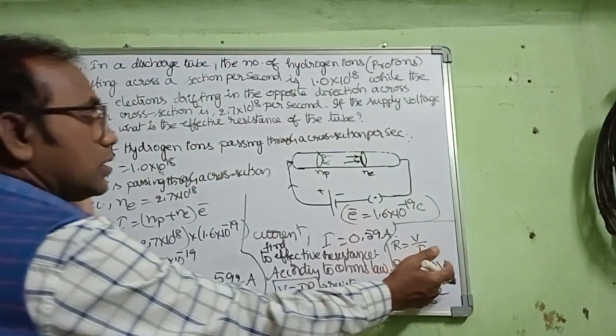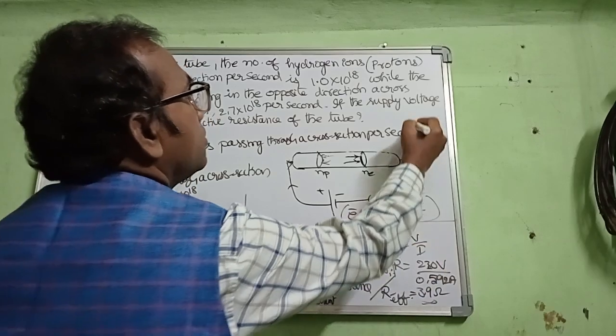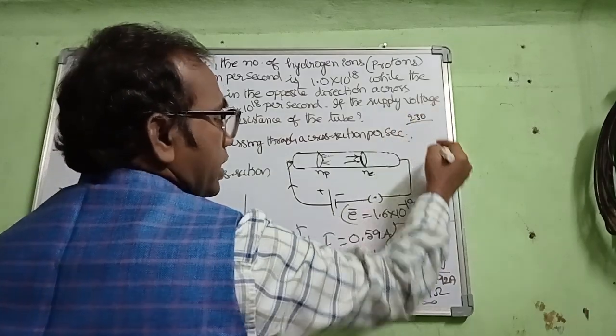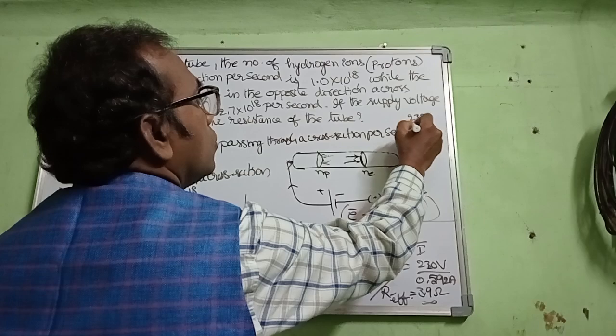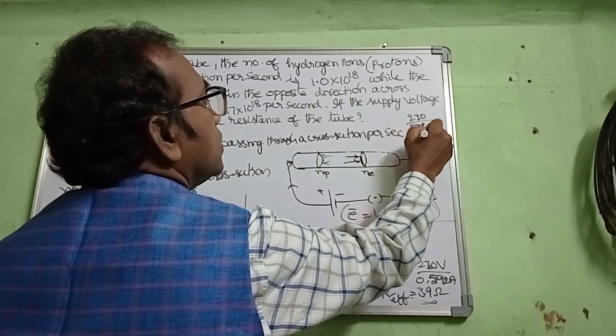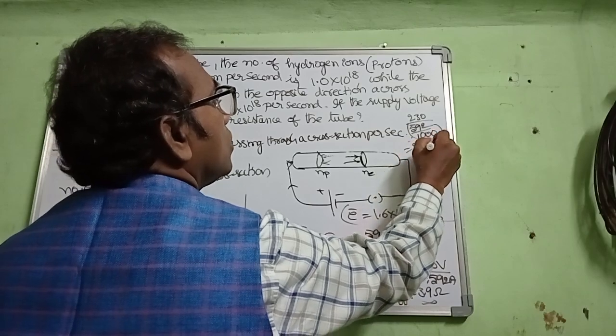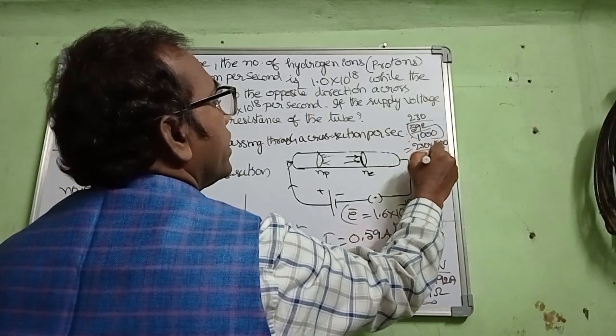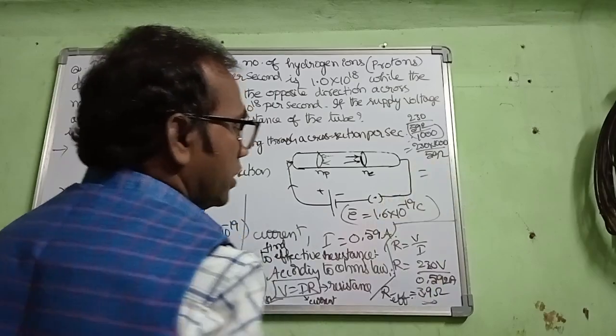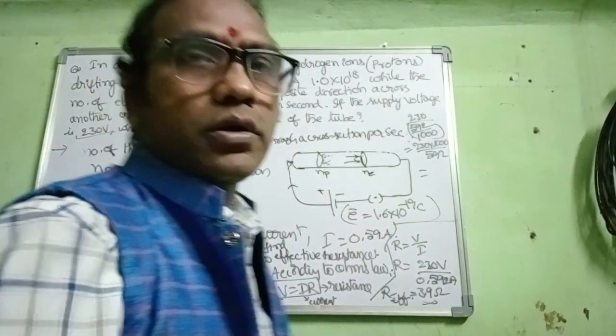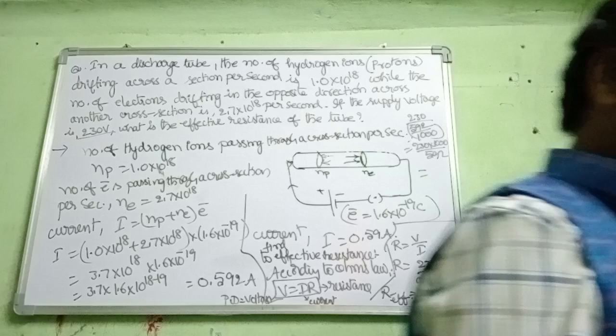You know that calculation: 230 by 0.592, that is 592 by 1000, so 230 into 1000 by 592. On simplification we get an approximate value of 3.9 ohm. That's right.